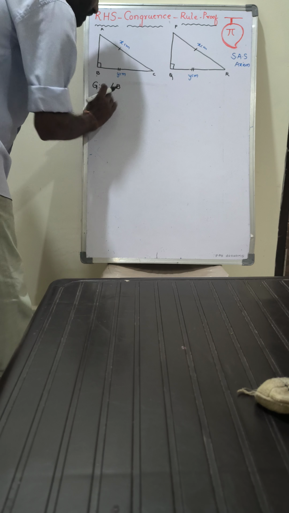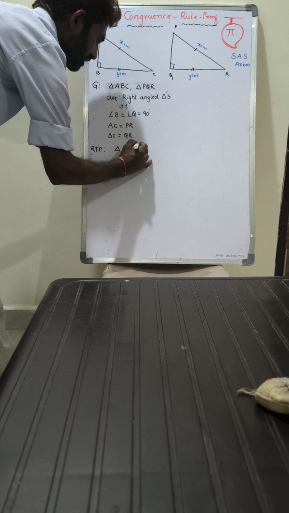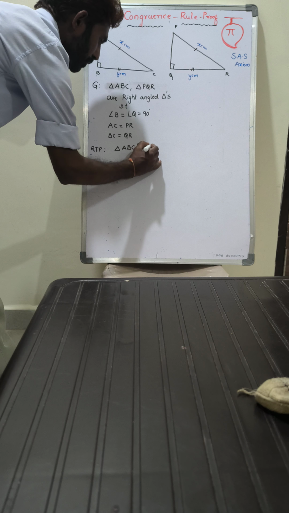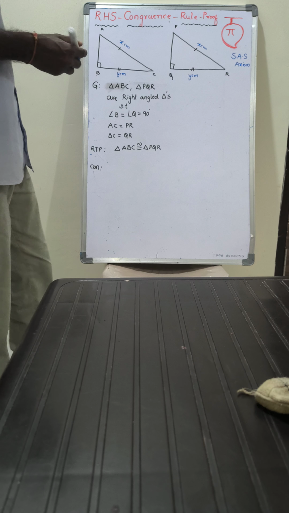Now what do we need to prove? What is required to prove? We need to prove triangle ABC is congruent to triangle PQR. This is what we need to prove. Now we need an extra construction, because with these two triangles it's not going to be possible. So therefore I am constructing an extra triangle.